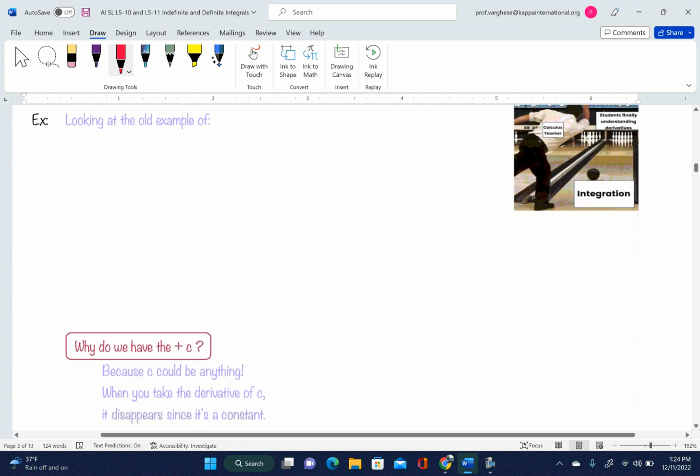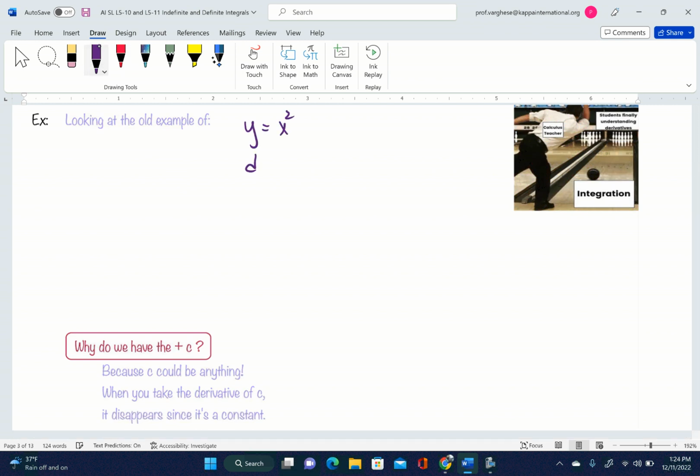Okay, so we're going to go back to our old example that we did before, which is y equals x squared. So the derivative dy/dx is, right, equal to 2x. So for the antiderivative, or the integral, again, we're going to go backwards, okay? So we're looking for the integral of our function, which is 2x, and we always have to put what we're finding with respect to, so our variable is x.